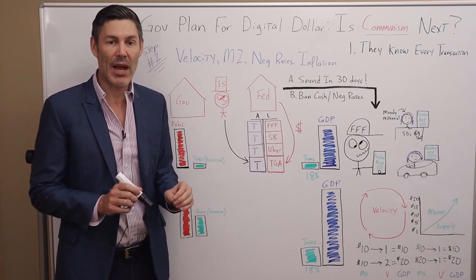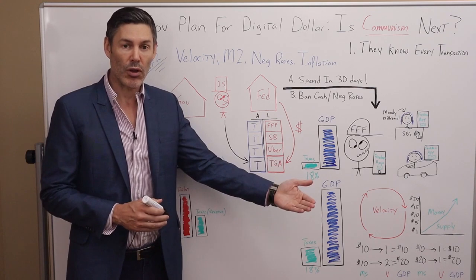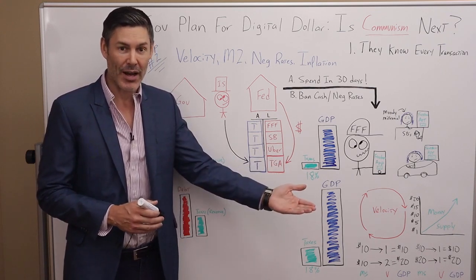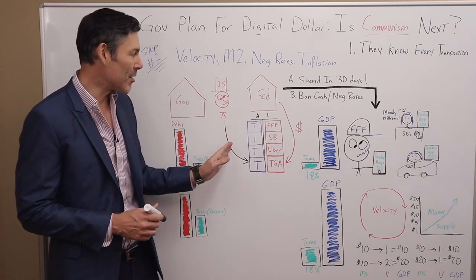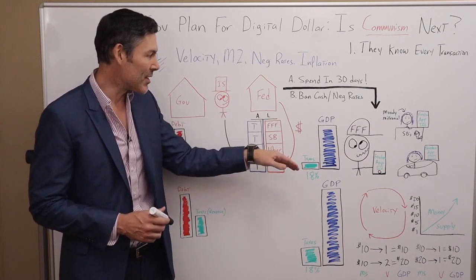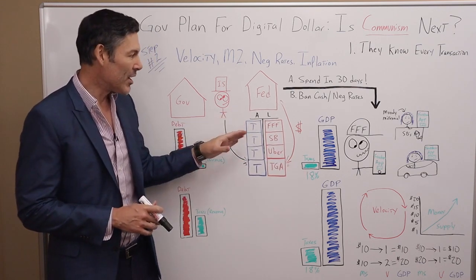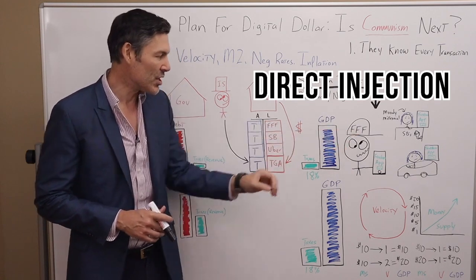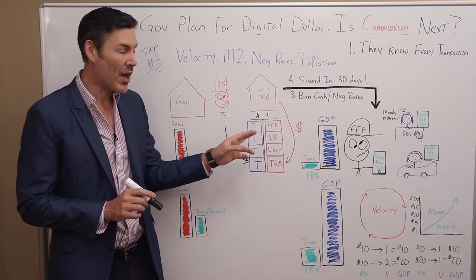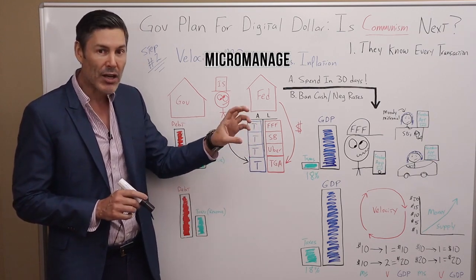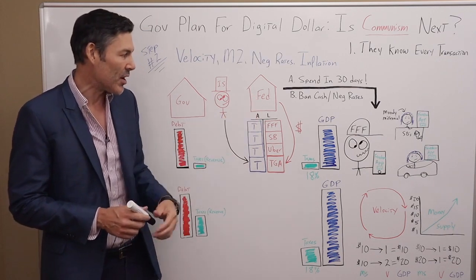Just to be crystal clear, right now when the Fed prints money, they're just printing bank reserves. And although that gives the banking system more balance sheet capacity to create more loans, which creates more money supply, there's still this transfer mechanism. And yes, the government can come in and do deficit spending and the Fed can monetize that. But that's kind of messy. This way, it's just a direct injection into the economy, which theoretically, the Fed or the government could really micromanage.